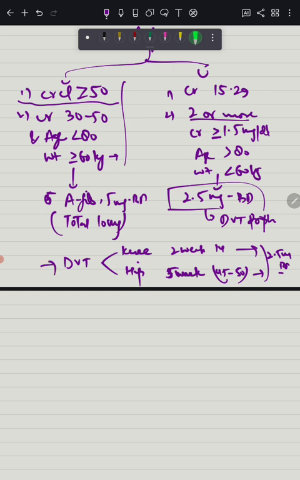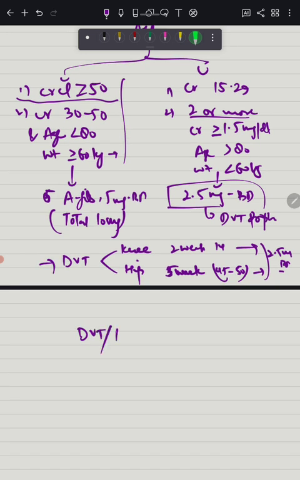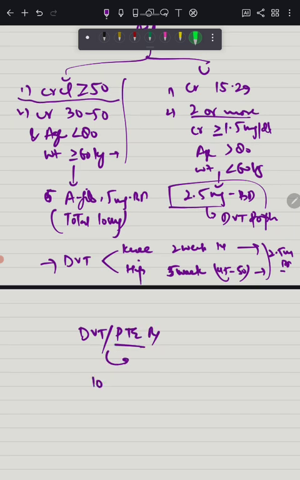But what about DVT or PTE treatment? What is the dose? The dose is 10 mg BD for 7 days, followed by 5 mg BD.